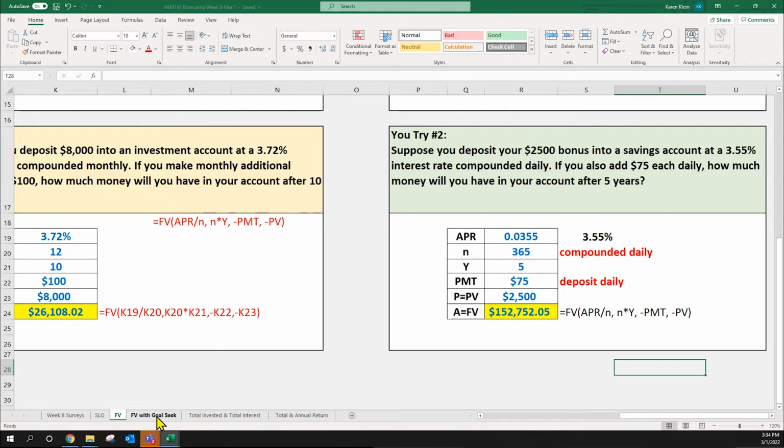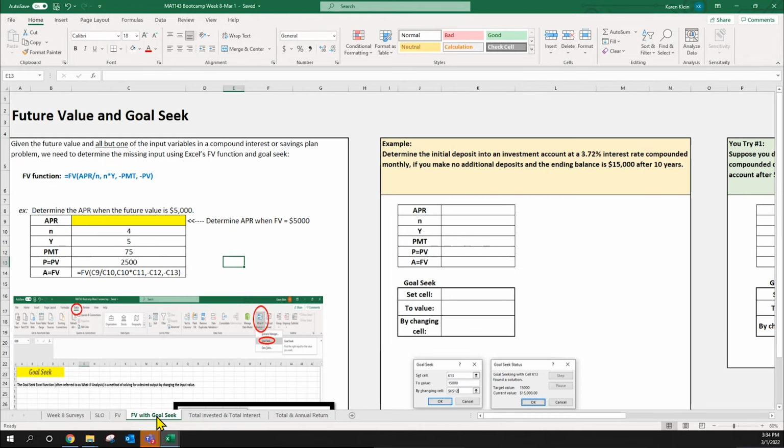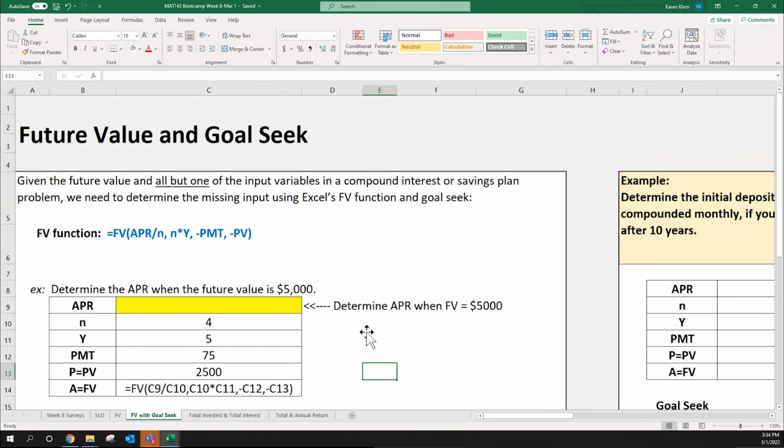So let's move on to future value that may involve goal seek. If we move over to our next tab, it says goal seek is going to be used if given a future value. I give you what that future value is going to be, but you have everything except for one of those input values. So for example, I might be missing the APR like it is in this example here, or I could be missing the N or the Y or the payment or the initial amount, the PV. So when that occurs, we have to use goal seek.